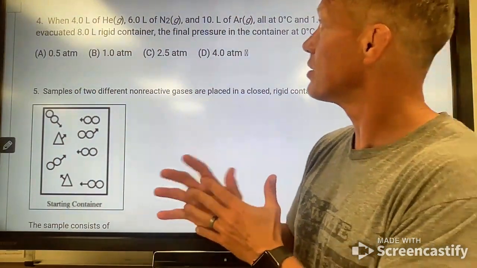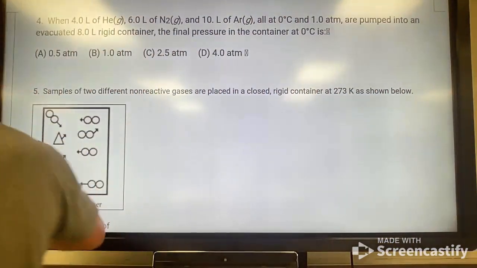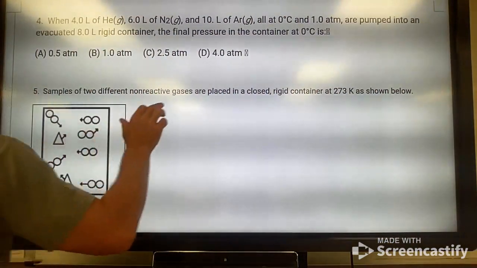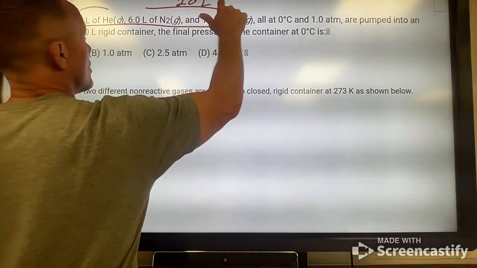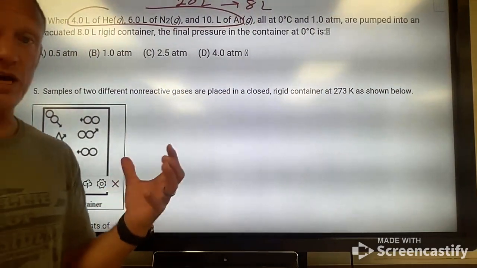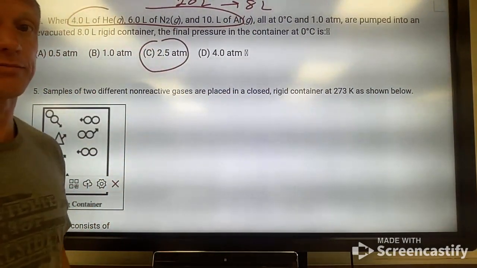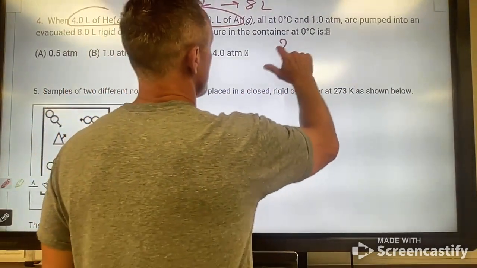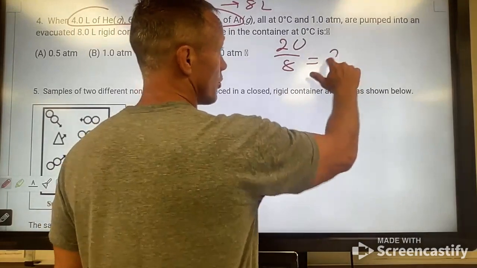Well, in this case, we're going from a 20-liter total into an 8-liter container, so you'd have to more than double the pressure. You could take 20 divided by 8, which would be 2.5.